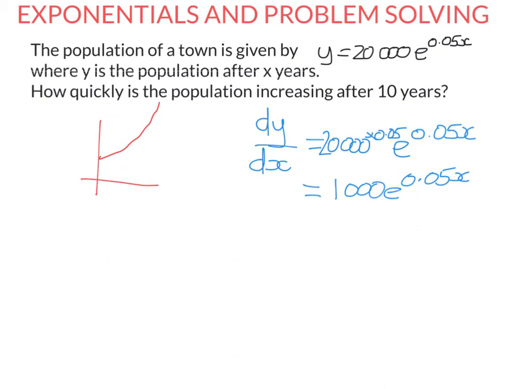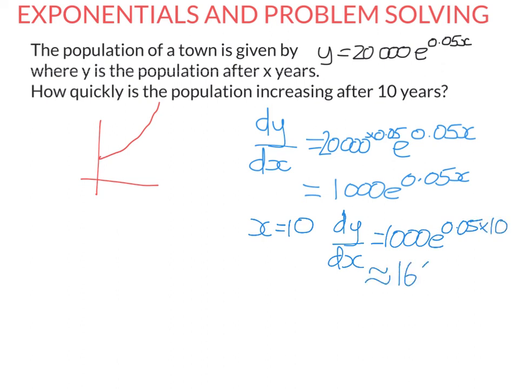So x is the number of years, so after 10 years, x will be 10. So if x equals 10, dy/dx, all I do is substitute x for 10. I get 1,000 e to the power of 0.05 times 10. So to the nearest whole number, it's about 1,649. So at the instant, exactly 10 years after we've started our little study here, the population is increasing at a rate of 1,649 people per year.